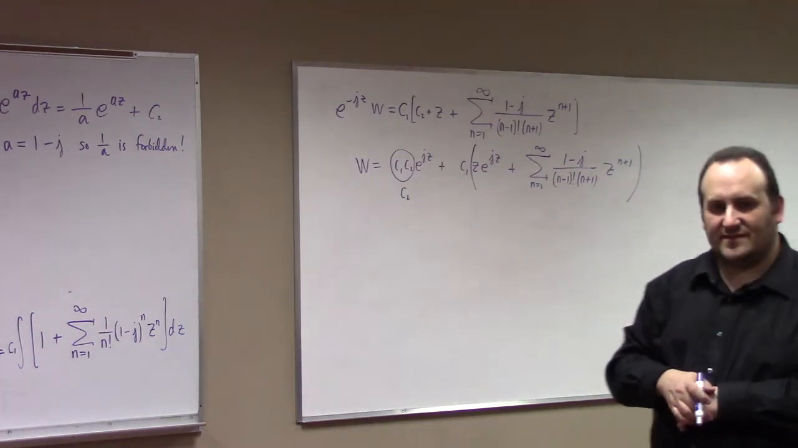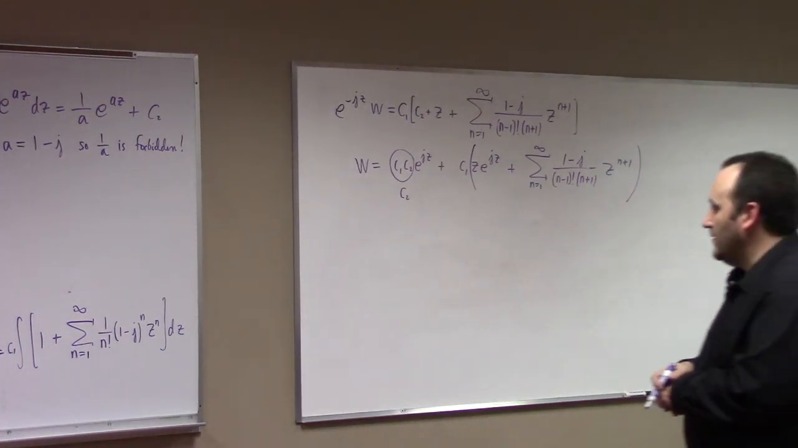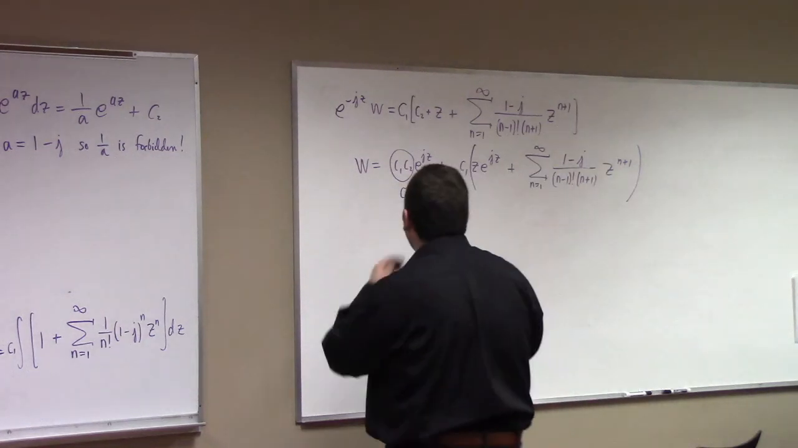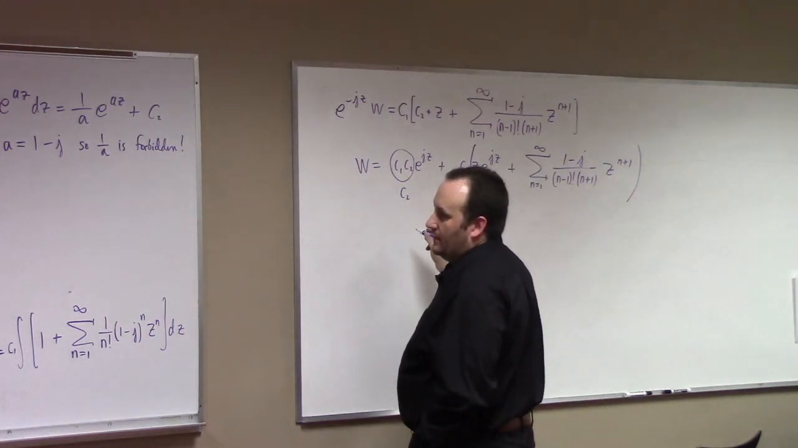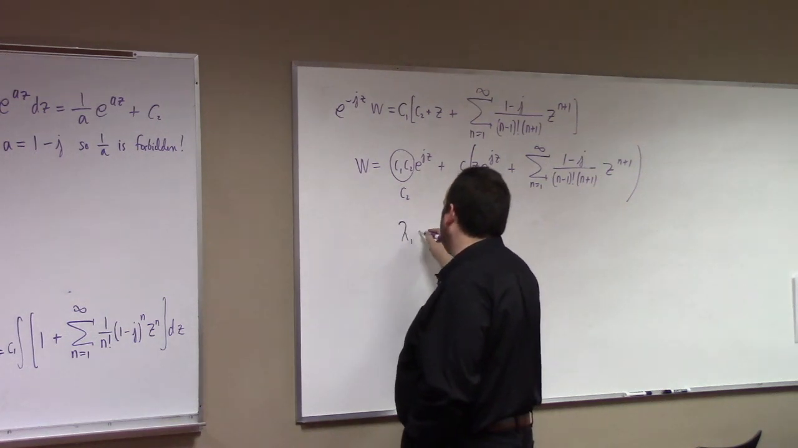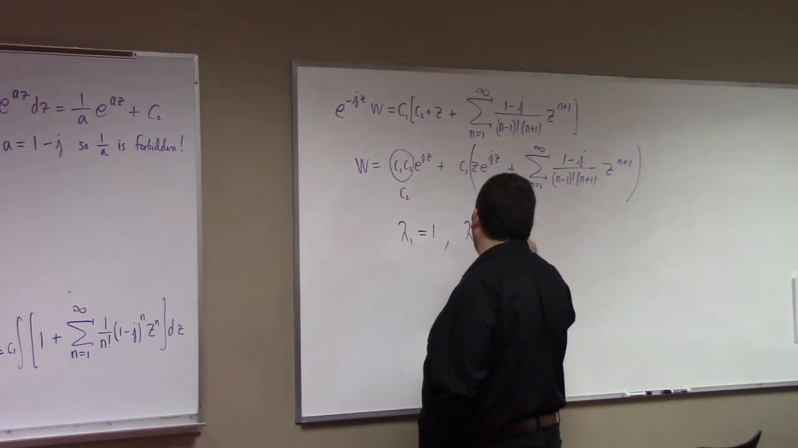But does it make sense intuitively? What's going on here? So what do we have? We have our constants, our characteristic values here: lambda 1 was 1, and lambda 2 was j, right?